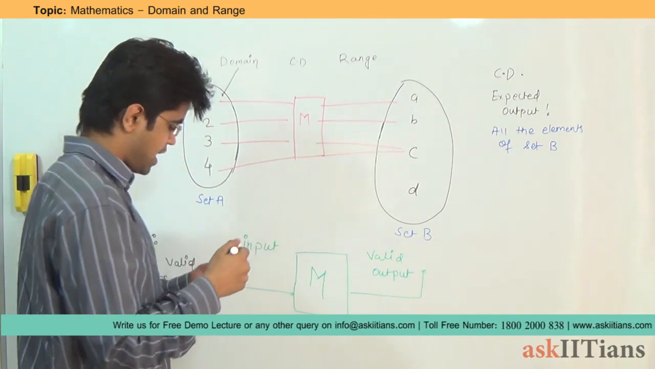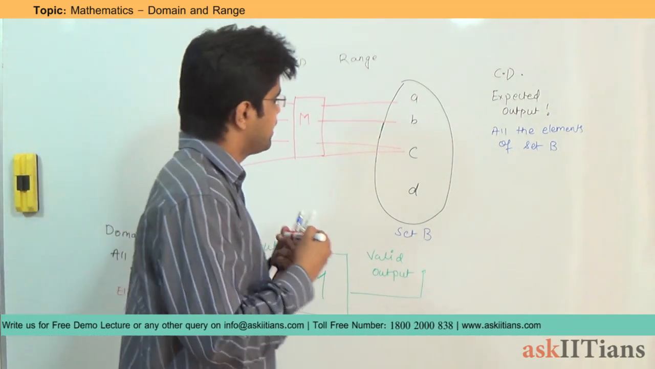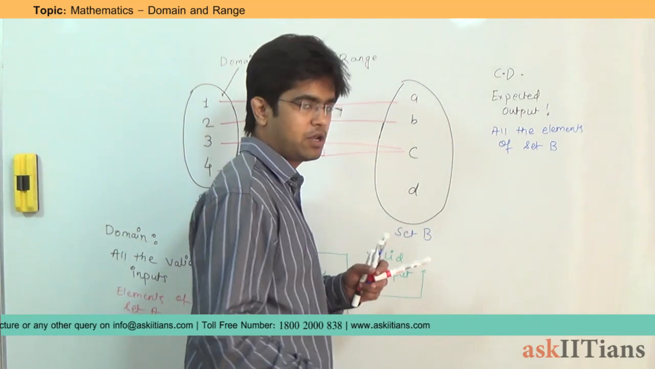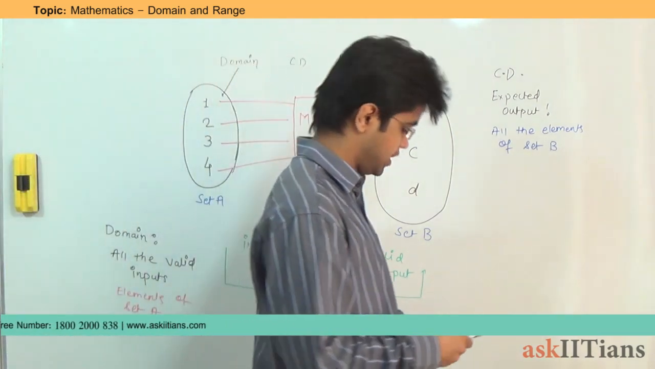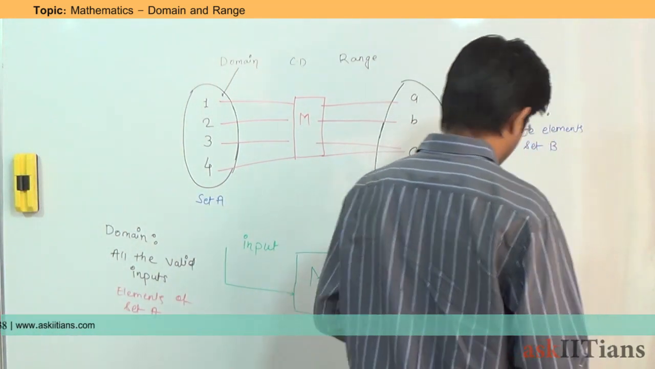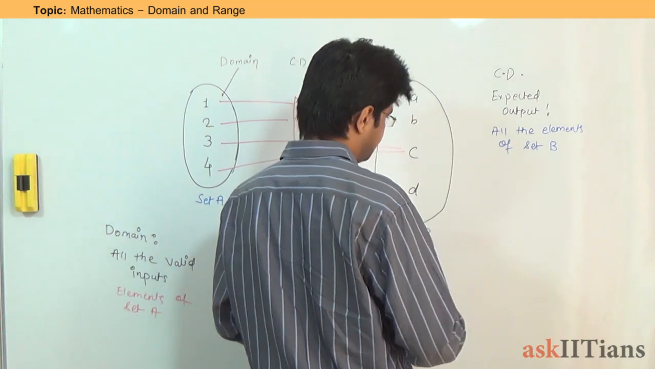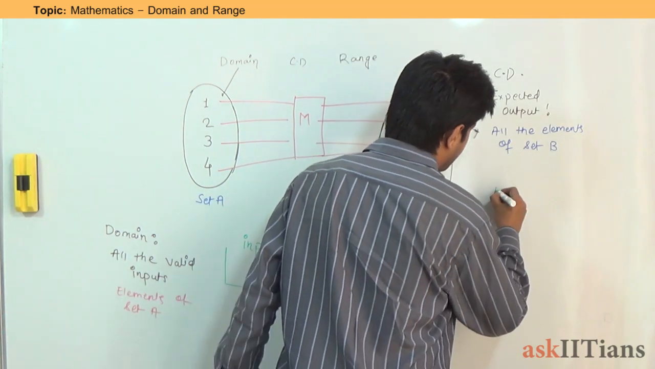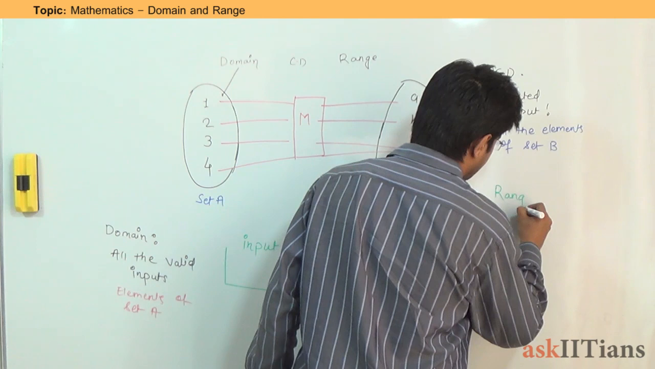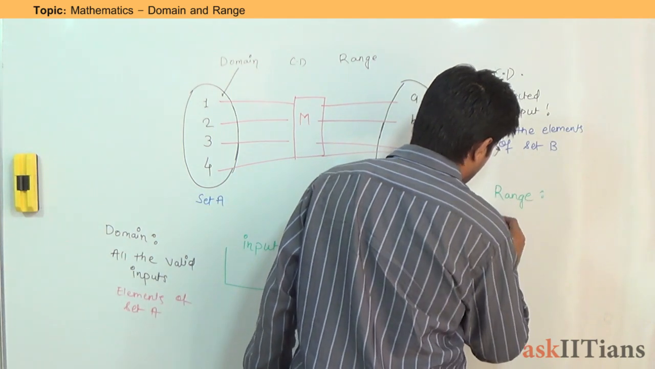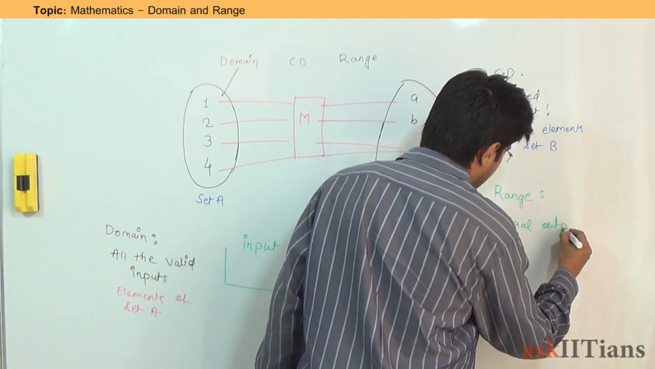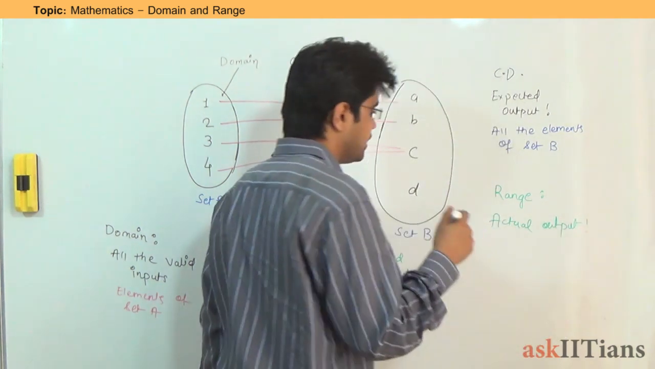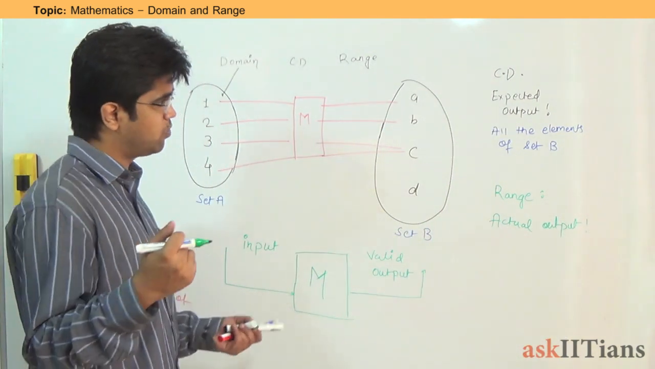If our mapping is like this, then obviously we expected D to be an output as well, but D is not our output. So here comes the range. Range is actual output. That's it. Range is my actual output, the output I am getting.